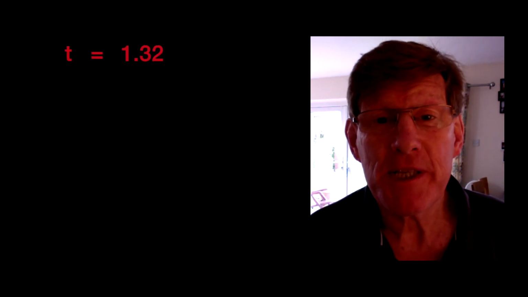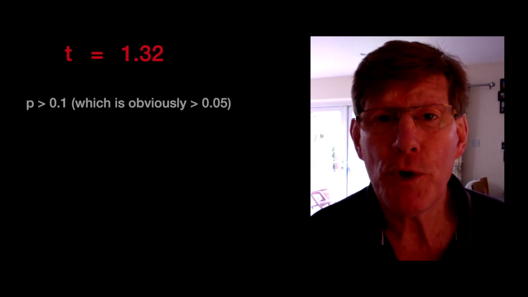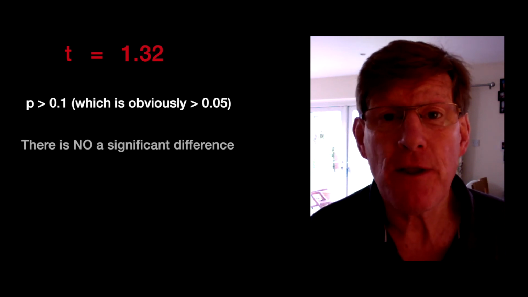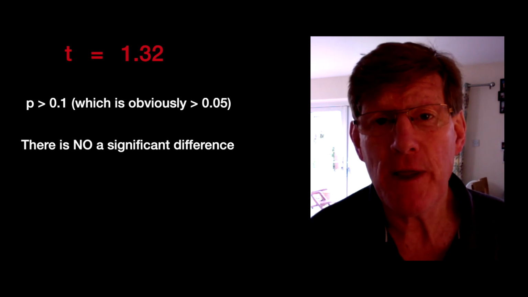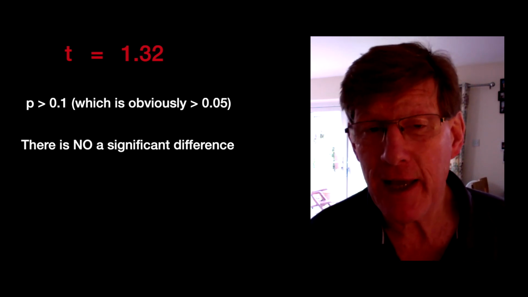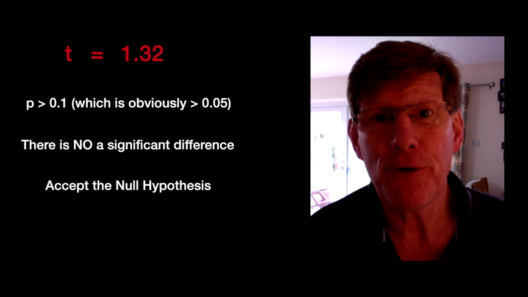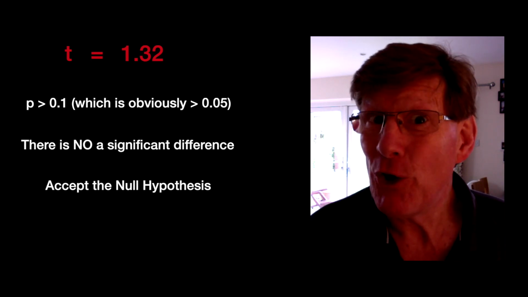So that means in the case of the hedge dispute, there was a t-value of 1.32, which corresponded to a p-value which was greater than 0.1, which says that there was no significant difference between the means of the leaf samples from my side of the hedge and my neighbour's side of the hedge. And so we accept the null hypothesis. Now I've got to go and tell her, I suppose.